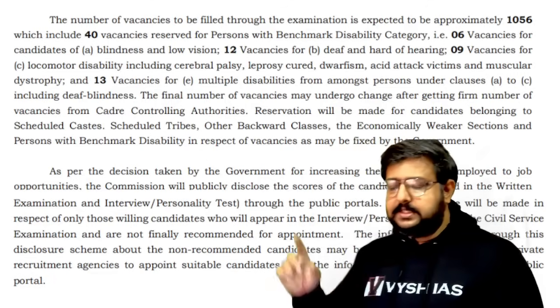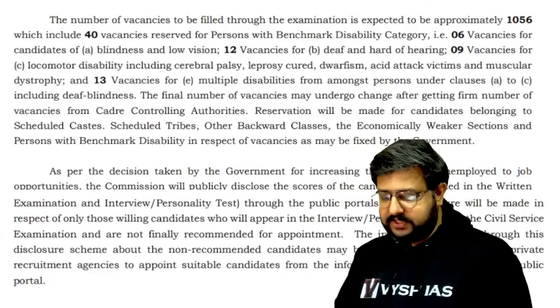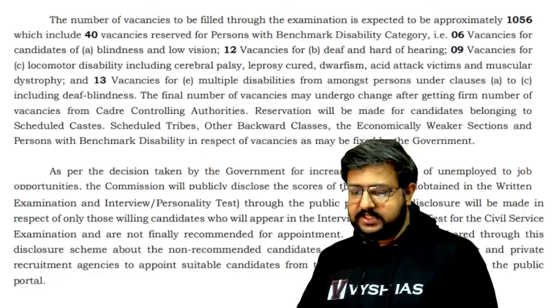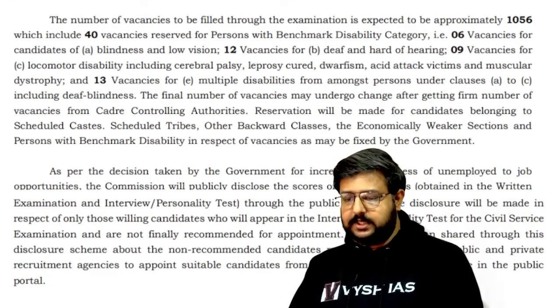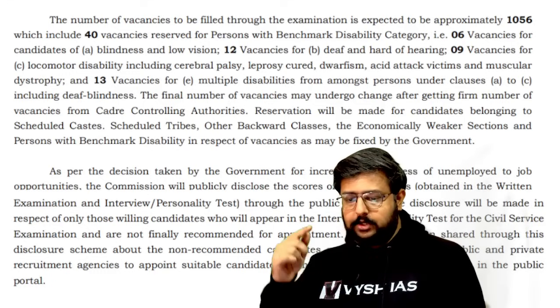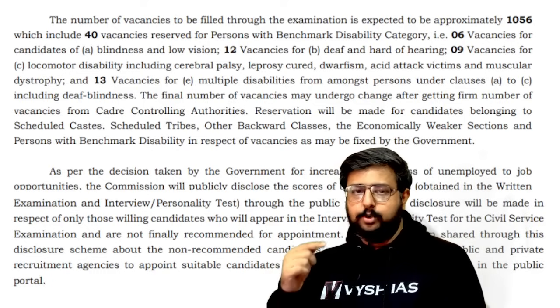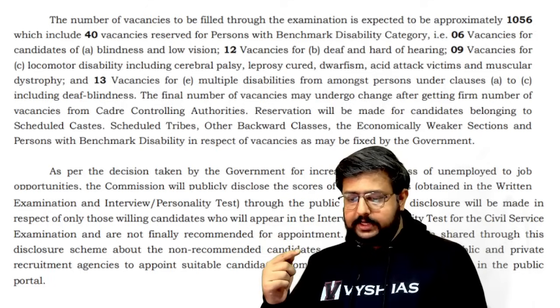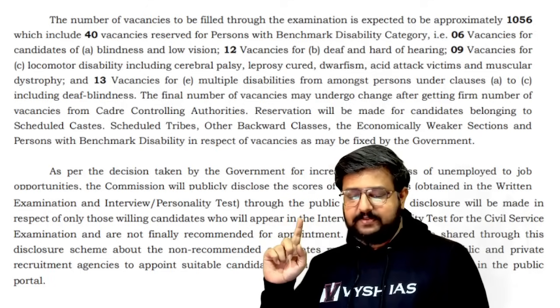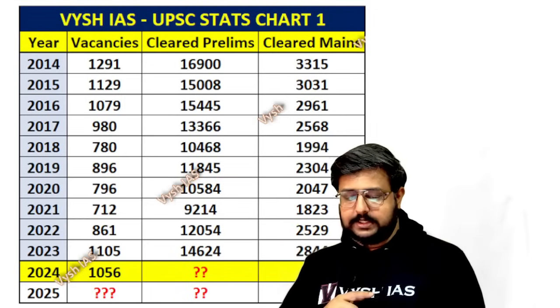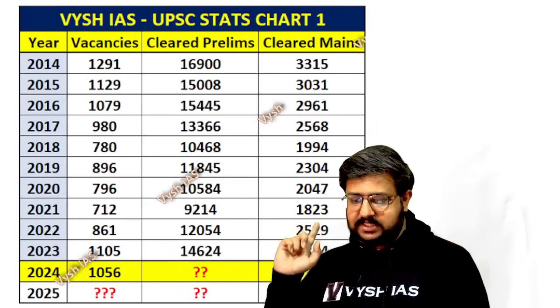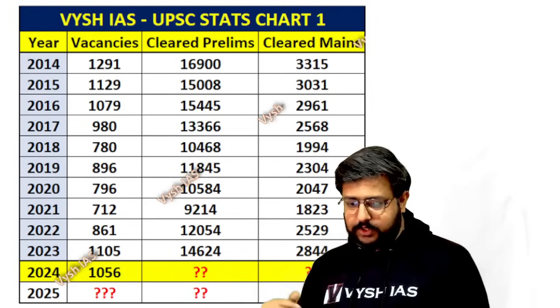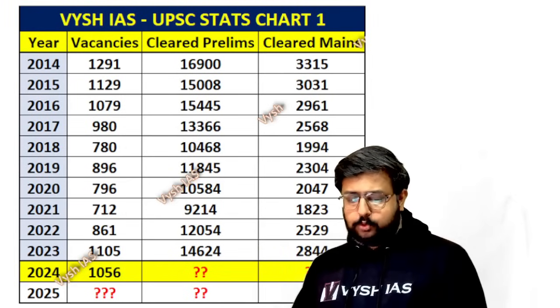So now vacancies: 1056. You can see in the first line, approximately 1056, which includes 40 vacancies reserved for disabled people and others. You can read the rest as per whatever category you belong to. But the basic thing is 1056 vacancies, which is 49 less than last year's vacancy of 1105. I hope you are coming under that.